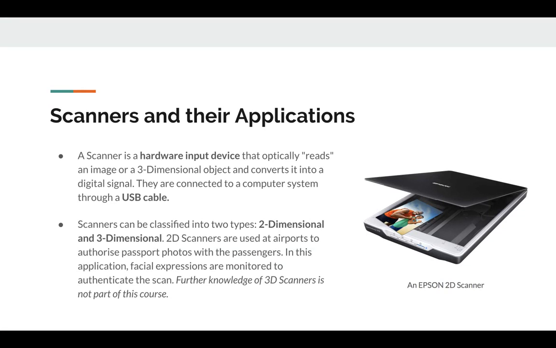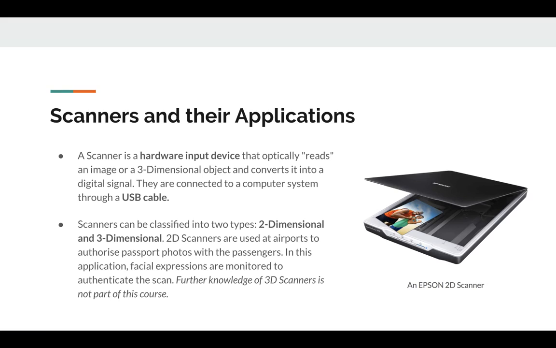Scanners and their applications. A scanner is a hardware input device that optically reads an image or a three dimensional object and converts it into a digital signal. They are connected to a computer system through a USB cable. Scanners can be classified into two types: two dimensional and three dimensional scanners.